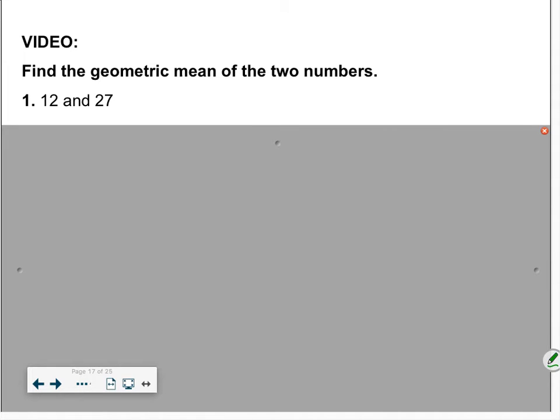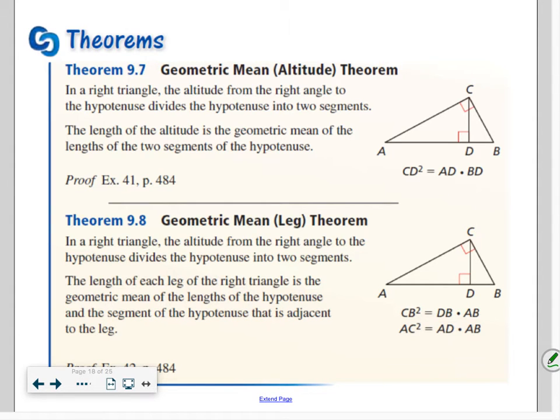Okay, now that you've done that problem, hopefully you stopped the video and gave it a try. Now we're going to talk about how we can use the geometric mean to solve triangle problems. So you want to get these two theorems copied down.